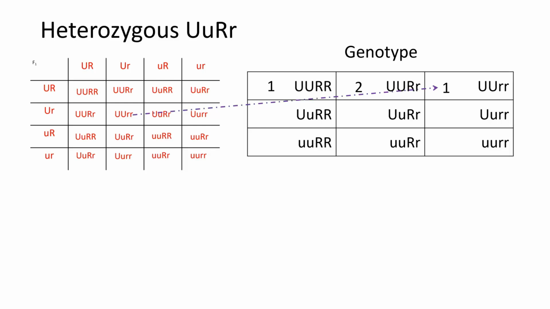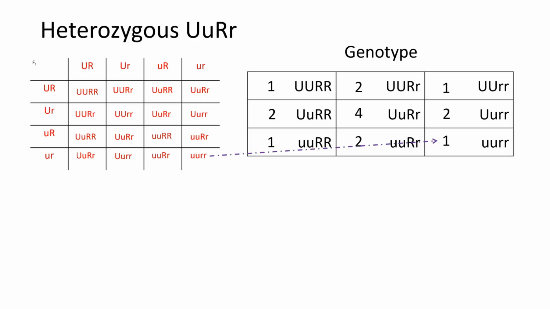The cap U, lowercase r, we've got one. The cap U, lowercase u, cap R, we've got two. The cap U, lowercase r, we have got four. The cap U, lowercase r, we have got two. The lowercase u, cap R, we have got one. The lowercase u, cap R, lowercase r, we have got two. The lowercase u, lowercase r, we have got one. Now, all of these are very interesting because we get the different types of genotypes out of this.